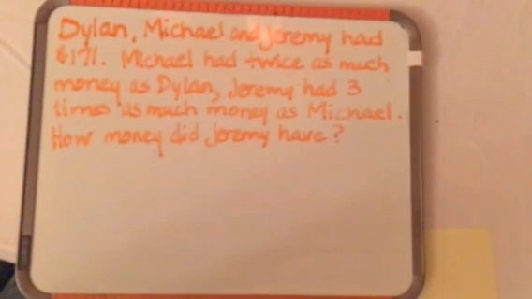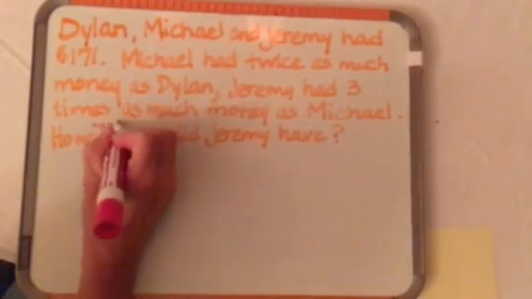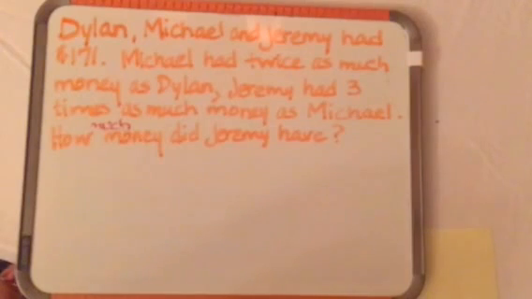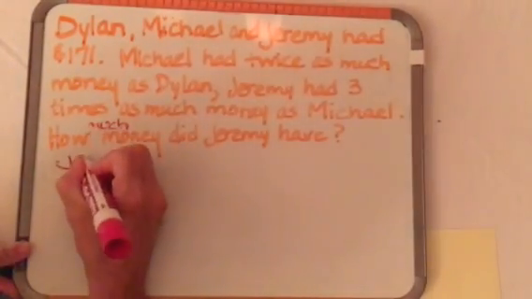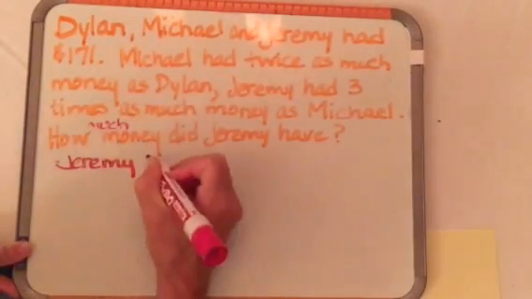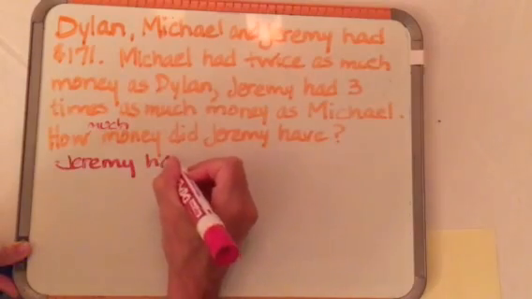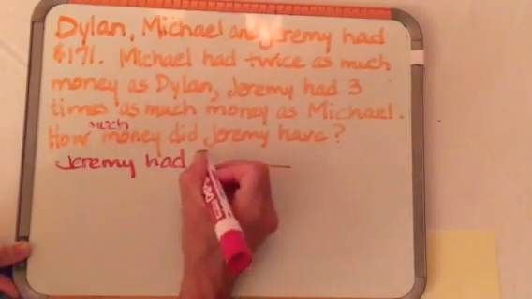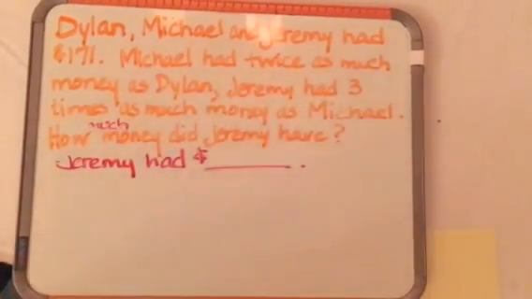And this one says Dylan, Michael, and Jeremy had $171. Michael had twice as much money as Dylan. Jeremy had 3 times as much money as Michael. How much money did Jeremy have? So the question being asked is, how much money did Jeremy have? So I'm going to rewrite that. Jeremy had, again, this is a money problem, so I'm putting my dollar sign in from the start.